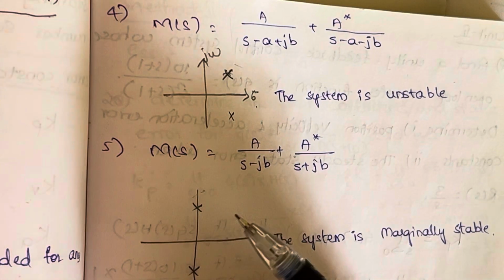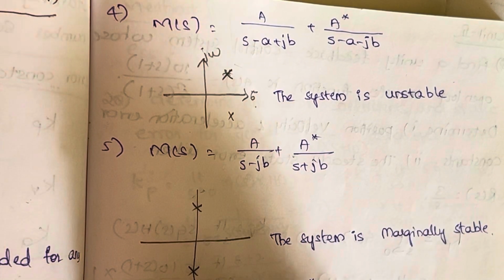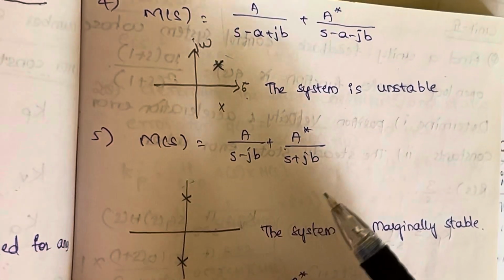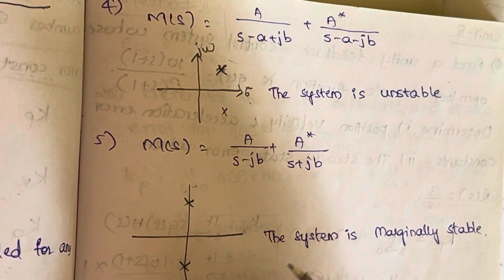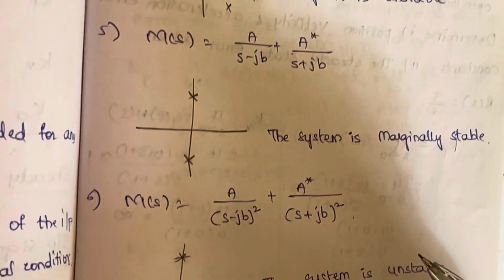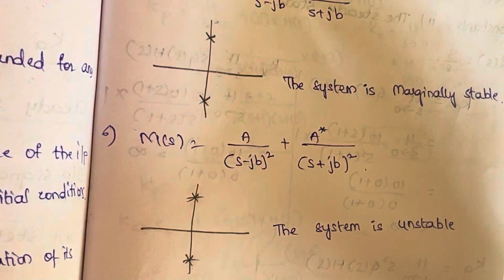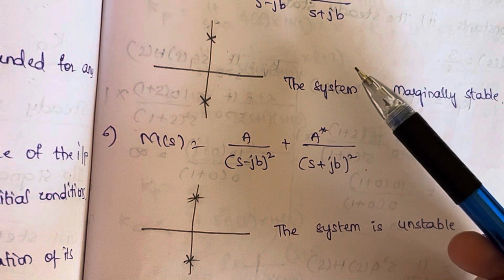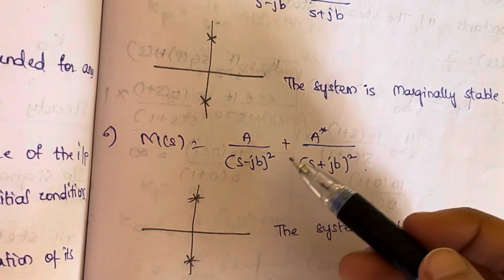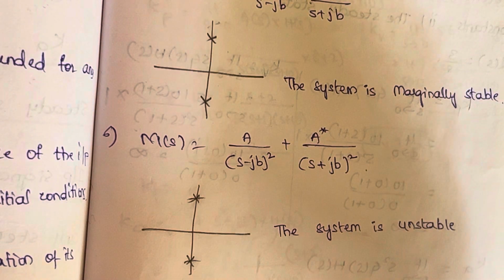And when you have the poles on the imaginary axis, that is at the origin, the system can be represented like this, and the system is said to be marginally stable. The last case is when you have a complex version of the above, and then the system can be represented like this, and the system is said to be unstable.